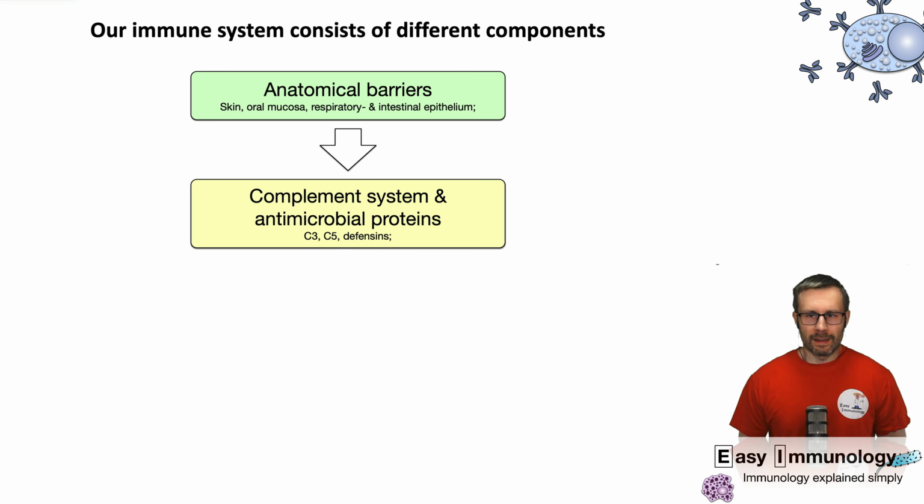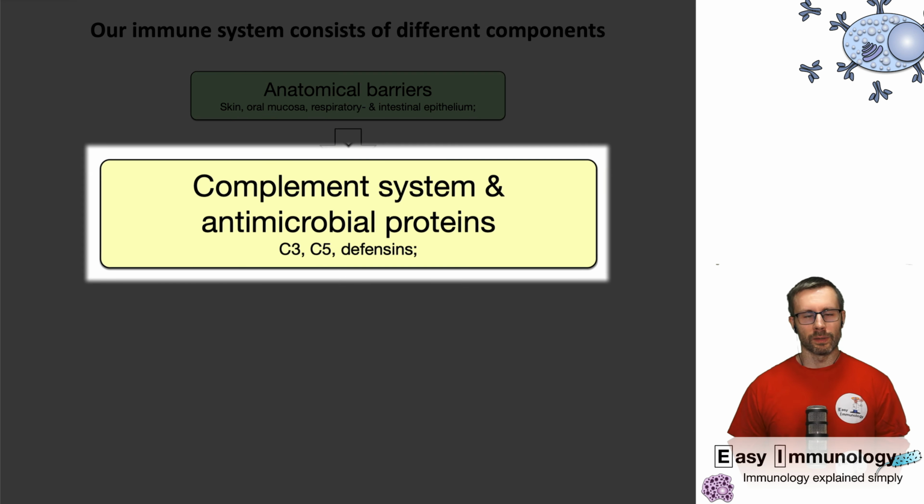So, as I said, these anatomical barriers usually prevent the entry of the pathogen from the non-sterile outside into the sterile inside of your body. But some pathogens have evolved mechanisms to destroy these barriers, to pass them, or if you have a wound, then these pathogens can just go through that wound, for example. And once they find themselves in the sterile inside of your body, they can start causing damage. And to prevent this, we have additional layers of protection.